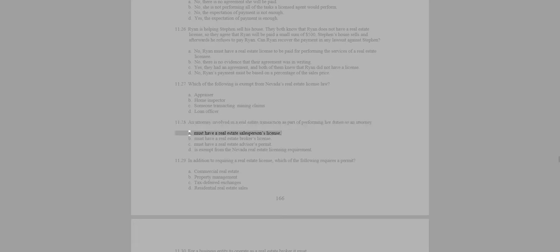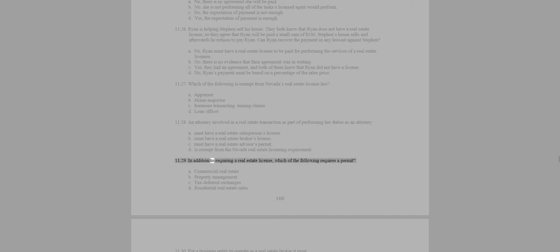11.28 An attorney involved in a real estate transaction as part of performing her duties as an attorney: A. Must have a real estate salesperson's license. B. Must have a real estate broker's license. C. Must have a real estate advisor's permit. D. Is exempt from the Nevada real estate licensing requirement.